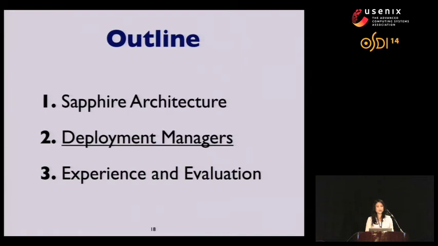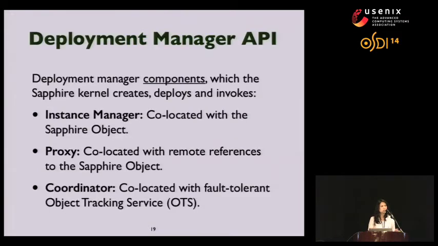So now I've shown you how the Sapphire architecture makes it easy for programmers to choose and change the deployment of their application. So next, I'll talk about how we build deployment managers to make all of this possible. Deployment managers are distributed themselves, because they implement complex distributed deployment tasks.